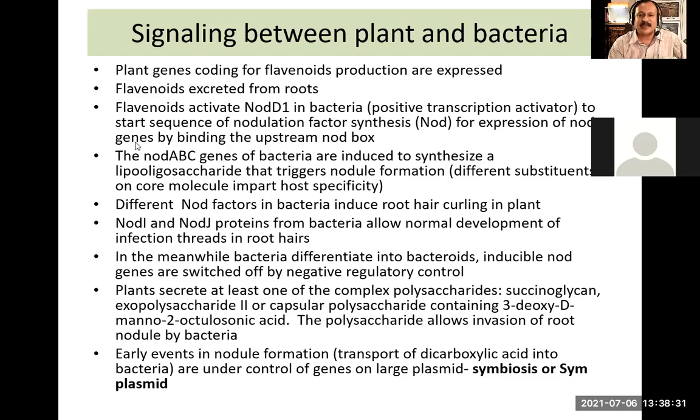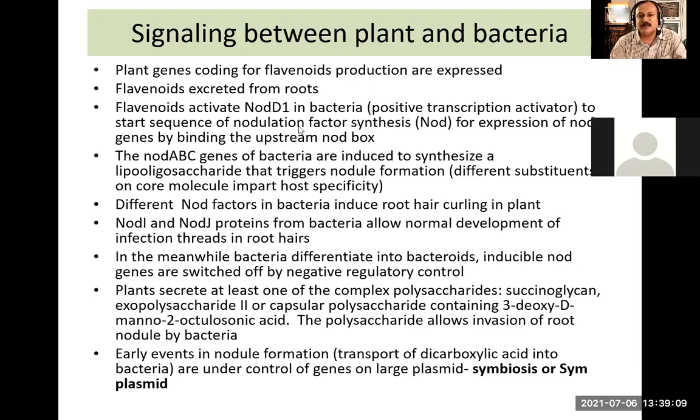The mechanism by which the genes are expressed is by the binding of this nodulation factor to a particular box, which is called the NOD box. It is a sequence of nucleotides which is upstream of the NOD genes. I hope you can understand the meaning of this term upstream and NOD box. NOD box is a small sequence of nucleotides, and this sequence lies before the different genes for nodulation. That is why we call it the upstream NOD box, right?